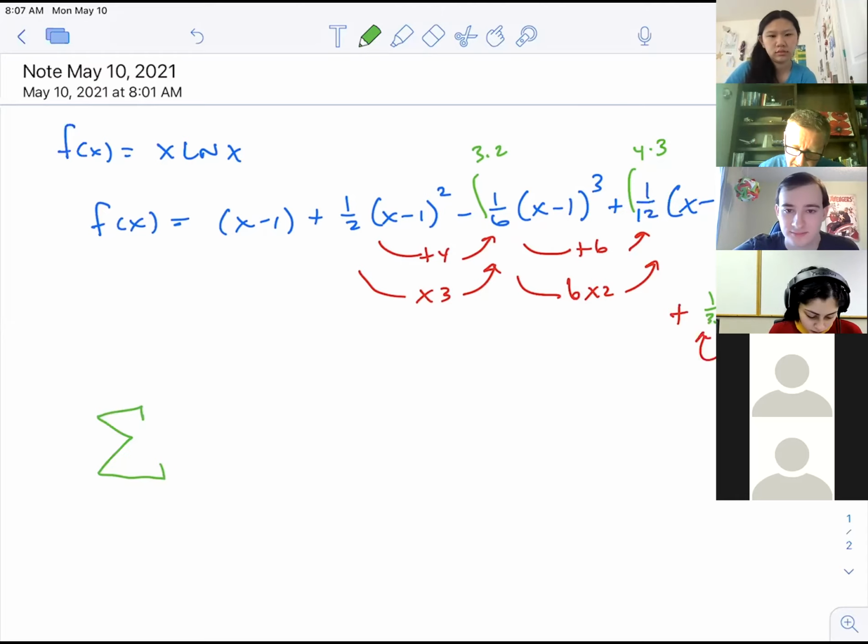So how do we know this is right? Well, we're checking to see if it's right. We're comparing it to the graph of y equals x natural log of x, since we live in the modern world. Where's natural log? Is it in here? Yes, it is. So remember that this thing was centered at 1. So we expect it to look just like it at 1.